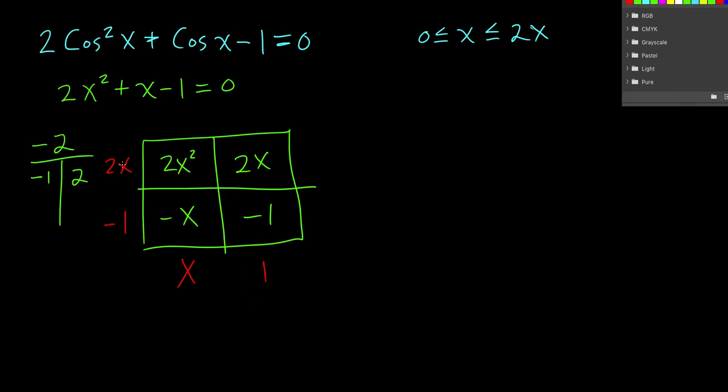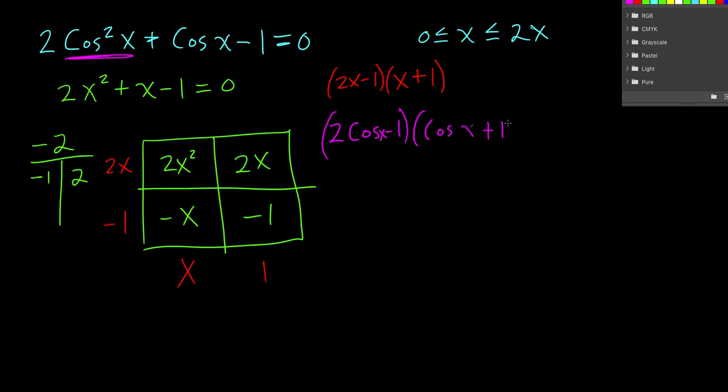Okay, now we'll just test this. 2x times x is 2x squared. That works. 2x times 1, 2x. Negative 1 times x, negative 1 times 1. That all works. So I ended up with 2x minus 1 times x plus 1. Now remember, our x's, though, were really cosines. So this is really 2 cosine x minus 1, times cosine x plus 1, and it is equal to 0. This is all equal to 0.